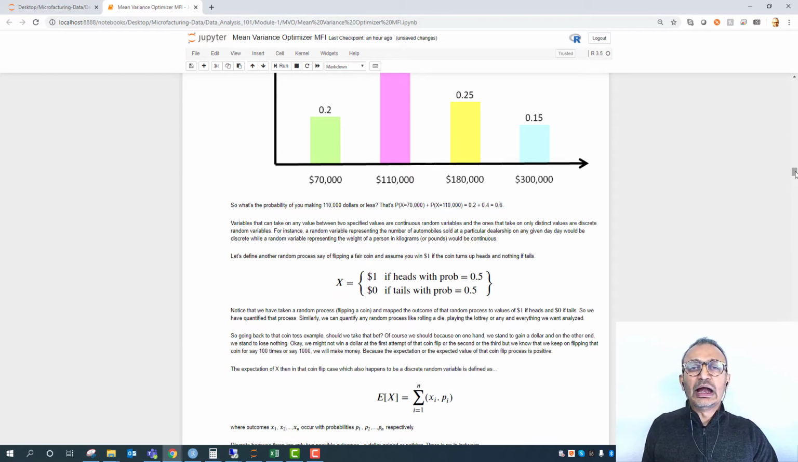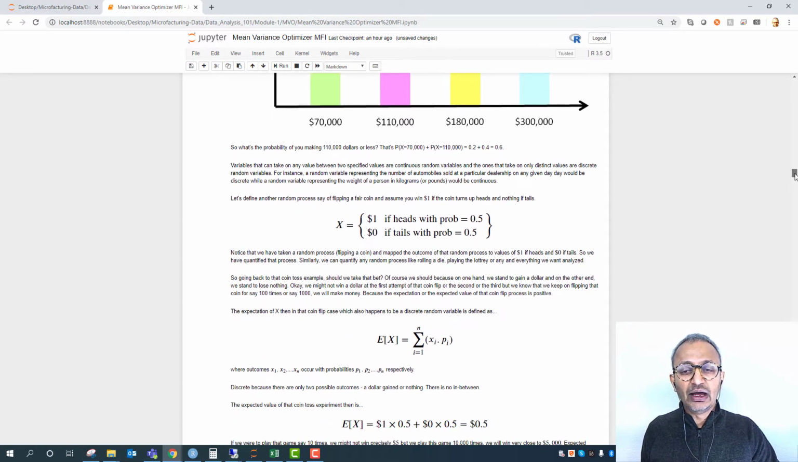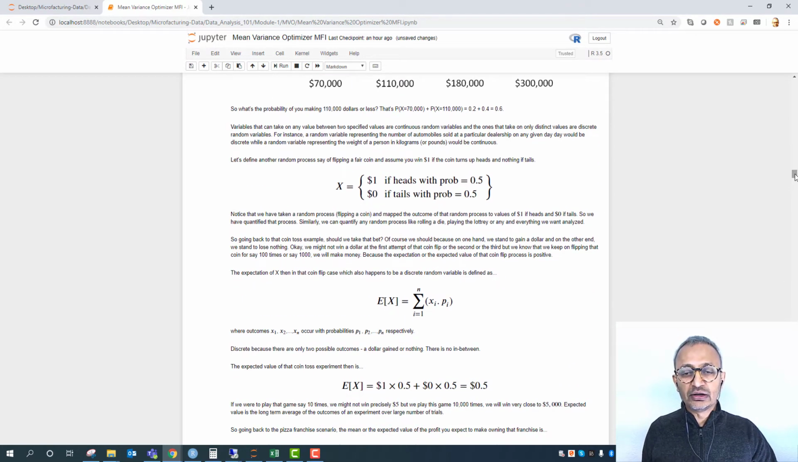So, for example, a random variable representing the number of automobiles sold at a particular dealership on any given day is a discrete random variable, while the weight, as we just talked about, is a continuous variable, right? So that's just a nomenclature difference in terms of how the variables are coded.